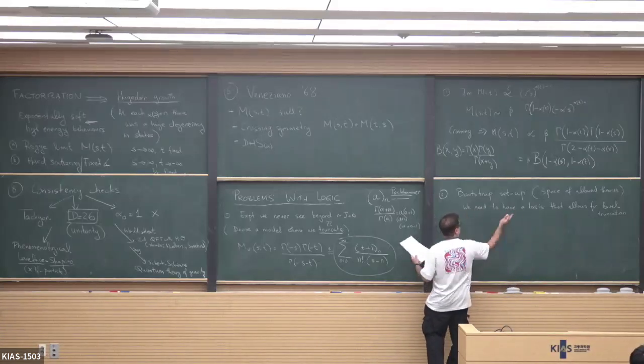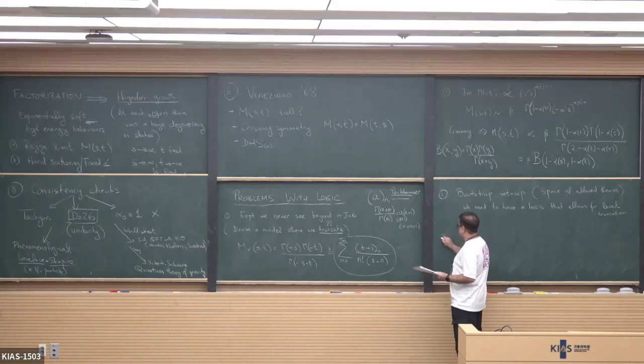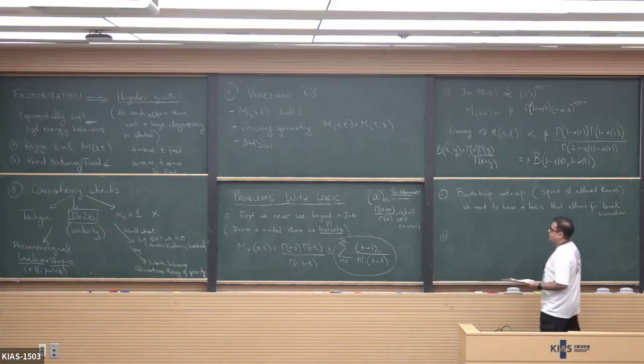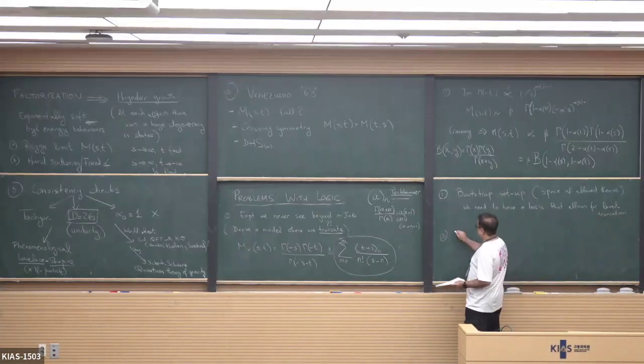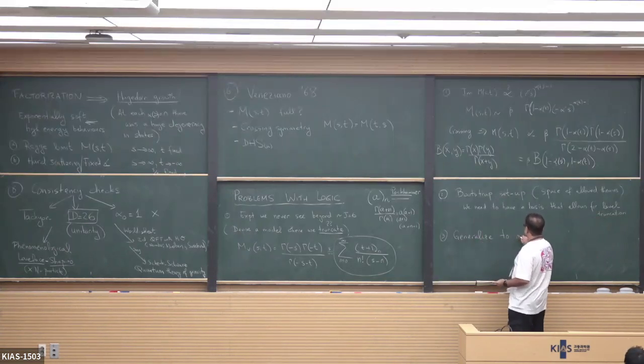Finally, imagine that you manage to solve this problem and you manage to get some interesting amplitude by solving this bootstrap question. That would still not be enough, because this is still a 2 to 2 scattering. You would need to find a way to generalize to n particles.